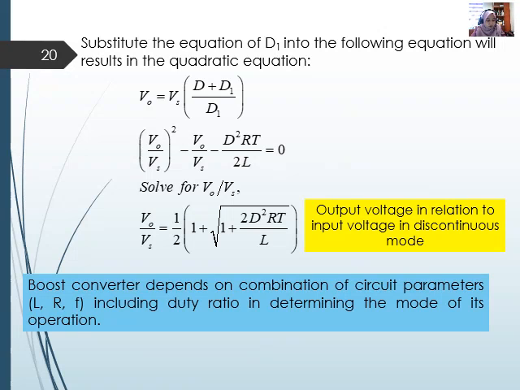Now, if you want to find the output voltage, this is the equation, and you will be able to solve it in order to find the new output voltage in DCM. If you notice from here, if you bring VS here, this will cancel out. So your output voltage will be equal to Vs over 2, bracket 1 plus square root of 1 plus 2D squared RT over L.